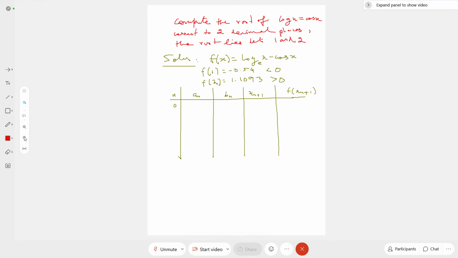Okay, so 1 and 2. An is negative, so this is my negative column. Bn is positive, this is my positive column. So what is the value of xn plus 1? 1.5, very obvious. At 1.5, what is the value of the function?